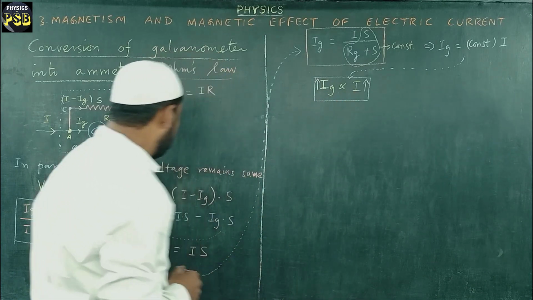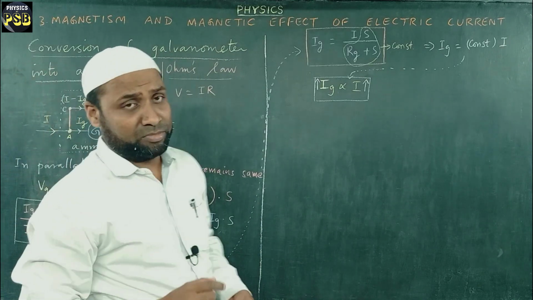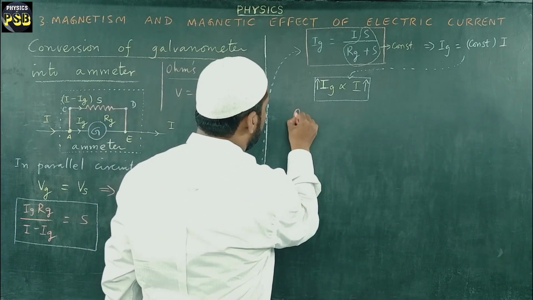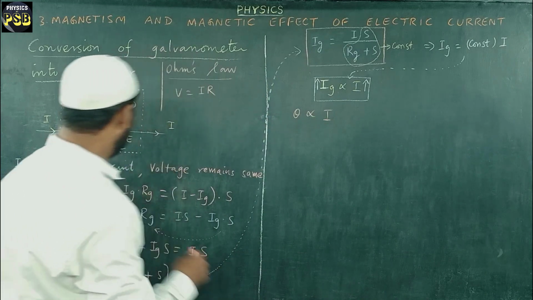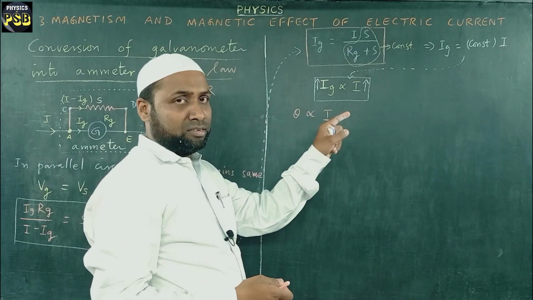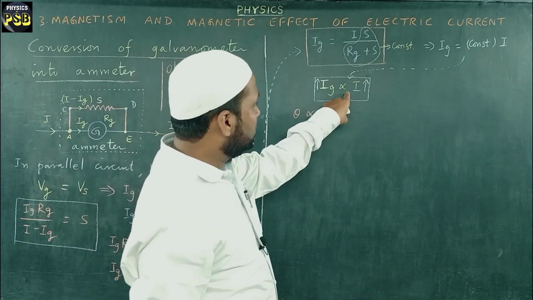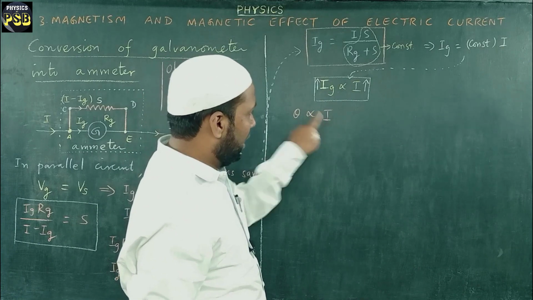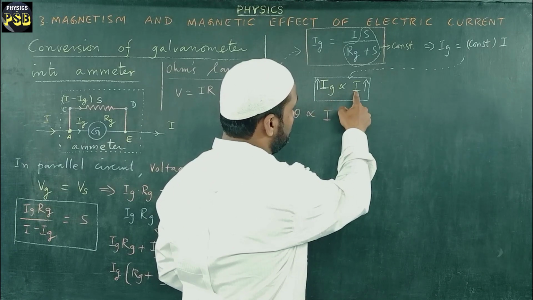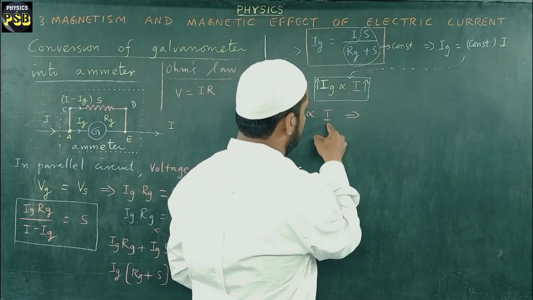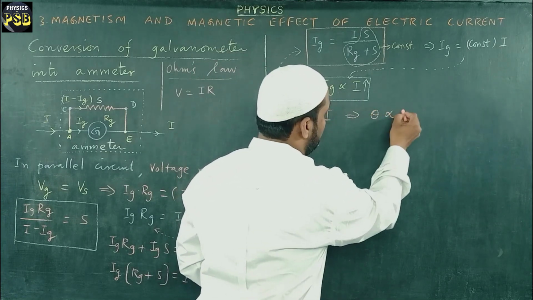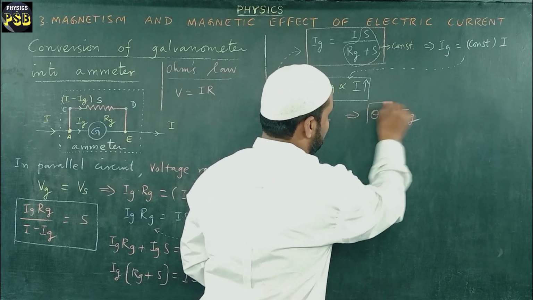Then the deflection shown by the galvanometer is found to be directly proportional to the current. As the current in the galvanometer increases, the deflection will also increase. So according to this relation, when theta is directly proportional to I, in the place of I we can write Ig. So theta will also be directly proportional to Ig. Just remember this.